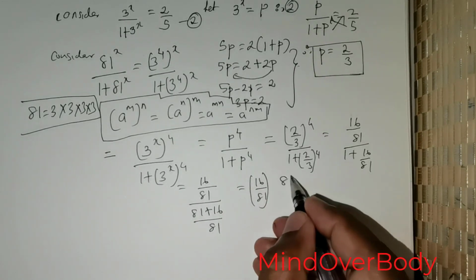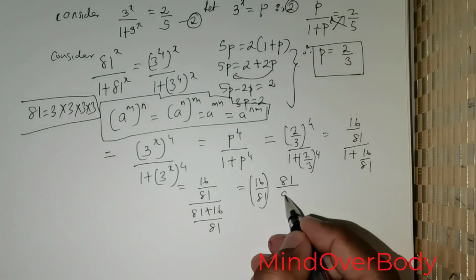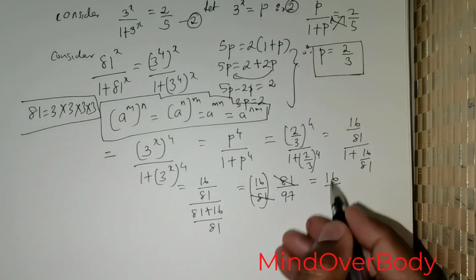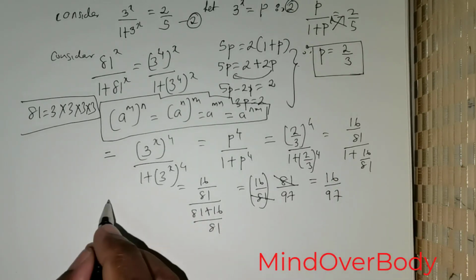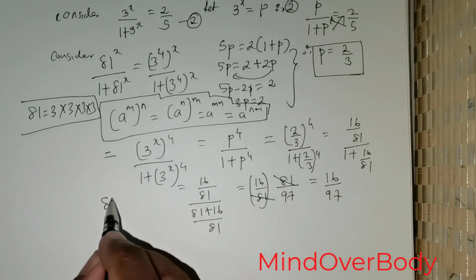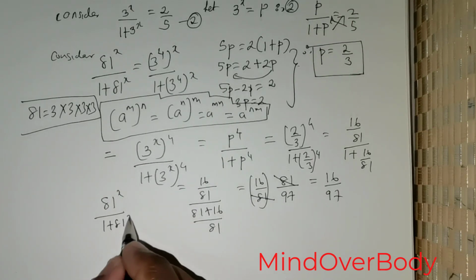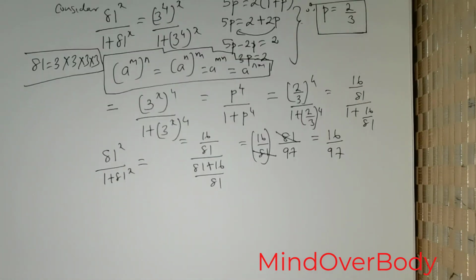If I flip this, I would get 81/97. 81 can be cancelled, giving me 16/97. Which is the solution to the question 81^x / (1 + 81^x).